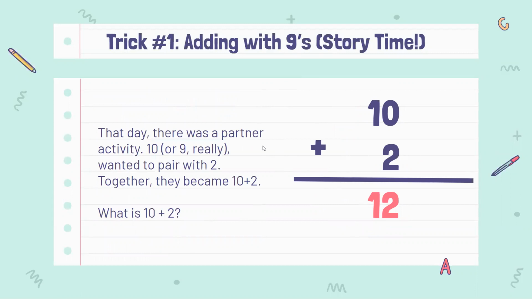That day, there was a partner activity. 10, or 9 in disguise, really wanted to partner up with 2. And together, their sum became 10 plus 2. Do you know what 10 plus 2 is? Well, 10 plus 2 is actually 12. It's right here.